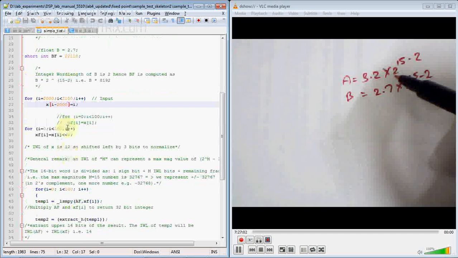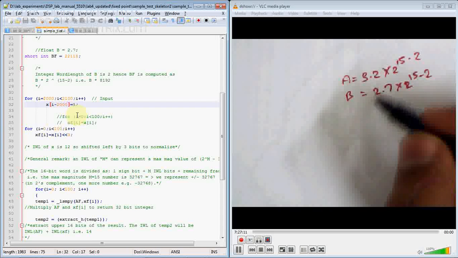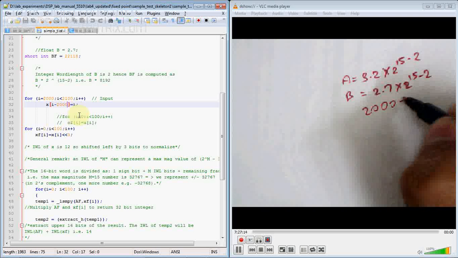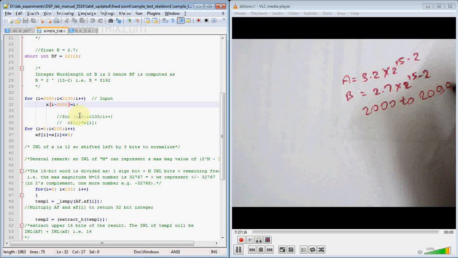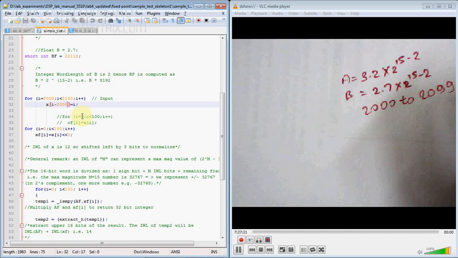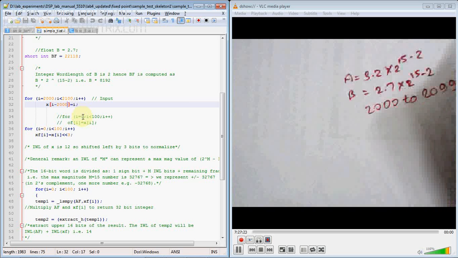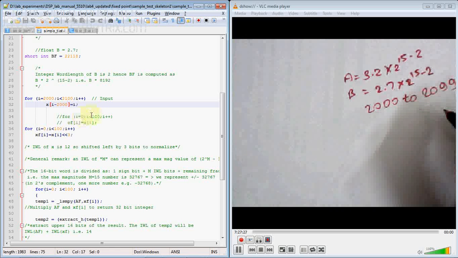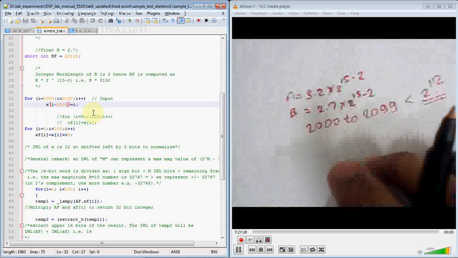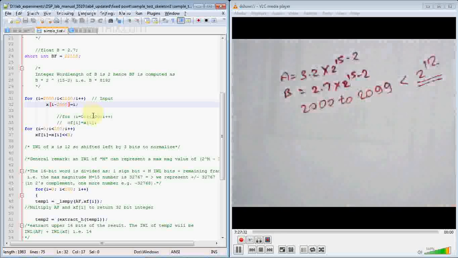Moving ahead, in this loop we create the xi array, which has values from 2000 to 2099. These are again any random values, you can change them afterwards. These values are anyway less than 2 power 12, so we can represent them using 12 bits of binary digits.